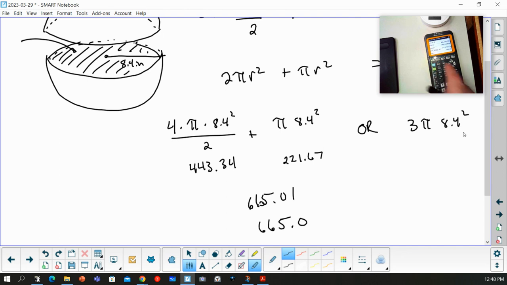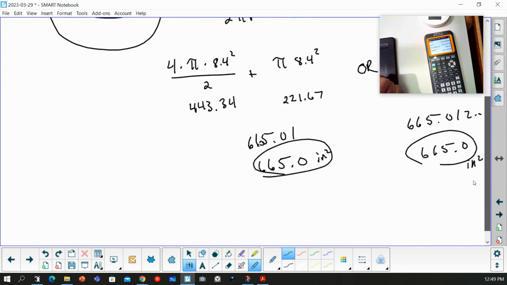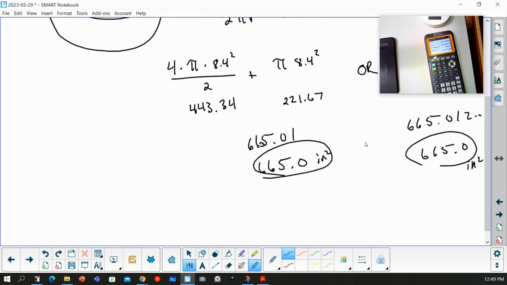Now let's do it this way just to see if it gets to be the same thing. So let's do 3 times pi times 8.4 squared. Look at that, 665.012, and so on. Round it off. If you round off to the nearest tenth, it's exactly the same final answer. So you get the same answer either way you go, and this was inches, so it'd be inches squared either way. But that's how you find the surface area of a hemisphere. And it was 665.0 inches squared. That's the answer to that question.